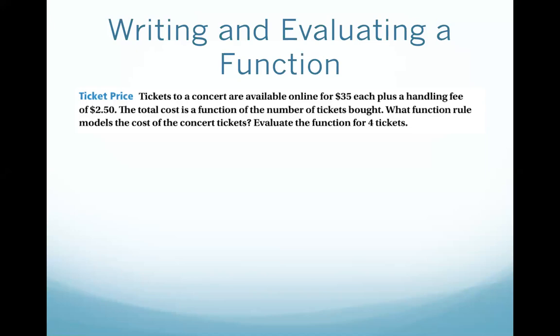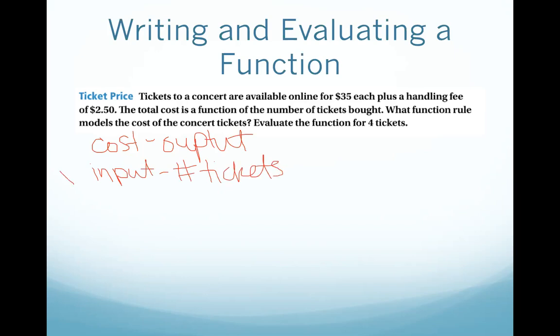Okay, so we want to buy concert tickets. We want to know what the total cost will be, right? Cost is my output. So then what is my input? What information do I need to know before I can find my cost? Well, I need to know how many tickets I need. So my input is going to be the number of tickets. So let's call that X. So we know that our cost then is a function of X.